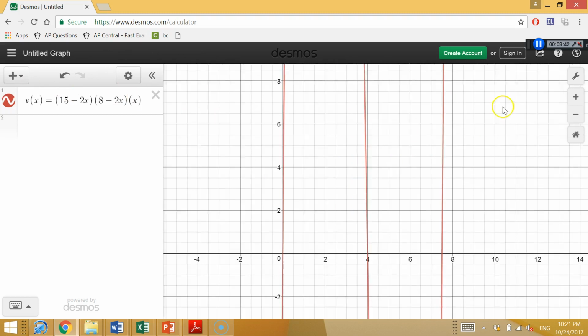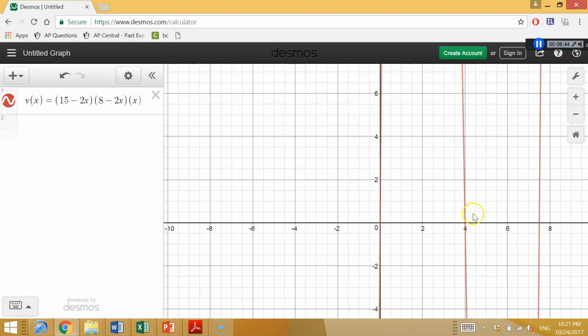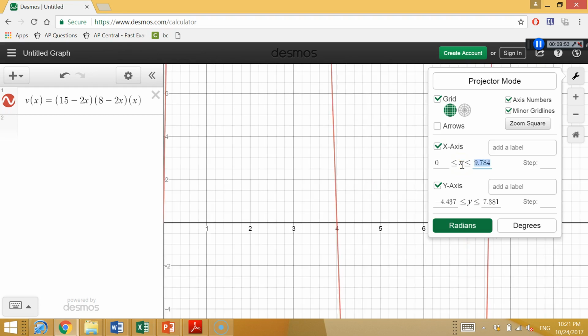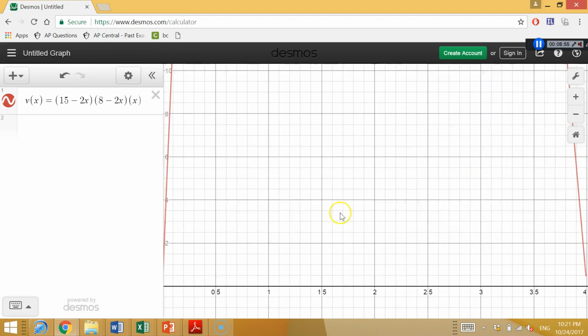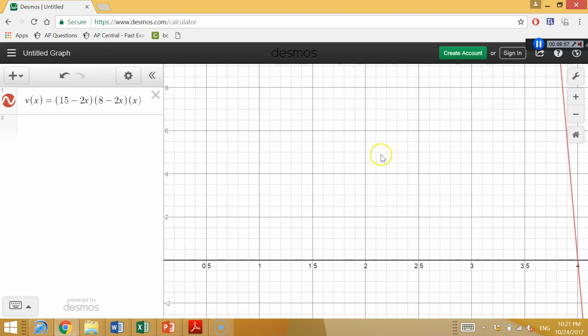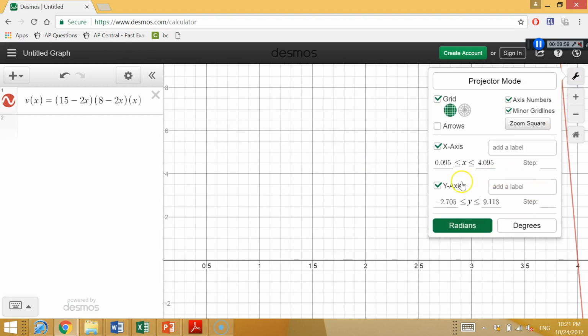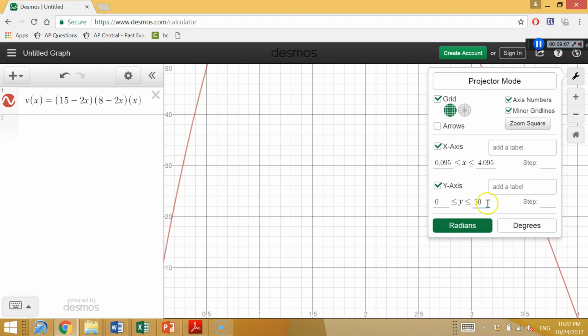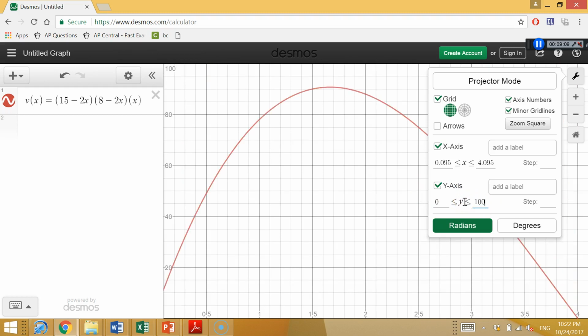We have 3 x's. And I'm going to change it just for the domain that we want, just from 0 to 4. So I'm going to click the settings here. Go from 0 to 4 on the x-axis. Now it looks like we're not quite high enough on the y, so let's make our y's go a little higher. Let's make the y's go from 0, because we're only concerned about positive volumes. So 0 to, I don't know, 50. Is that enough? Not quite. Let's go to 100. There we go.